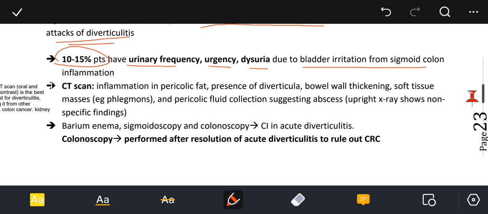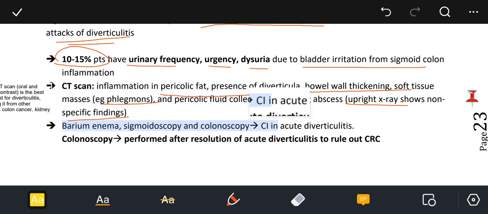CT scan shows inflammation in the pericolic fat, presence of diverticula, bowel wall thickening, soft tissue masses, phlegmon, and pericolic fluid collection suggesting abscess. Upper right X-ray shows non-specific findings. Barium enema, sigmoidoscopy and colonoscopy are contraindicated in acute diverticulitis. So we cannot do these procedures when there is acute diverticulitis going on because there is a risk of perforation.